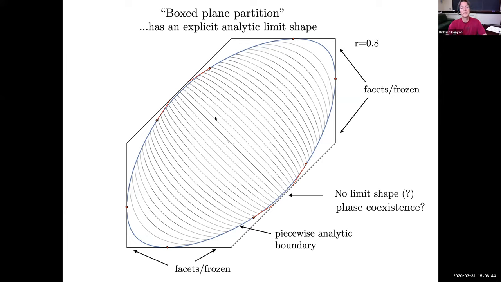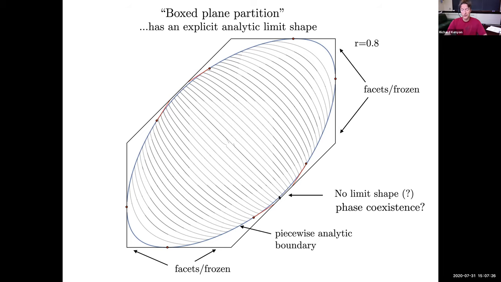I just drew the level lines of the height function here. And you can see it still has these nice facets near the corners. But here there's again a new feature, which we don't see in the Lawson-Stanley case. If you look, there's a little gap near the diagonal walls. This elliptical shape here is now just piecewise analytic. It's not an ellipse anymore. It's just a piecewise analytic, elliptical kind of shape. But it doesn't actually touch the corner. It doesn't actually touch the edge there. There's a gap.